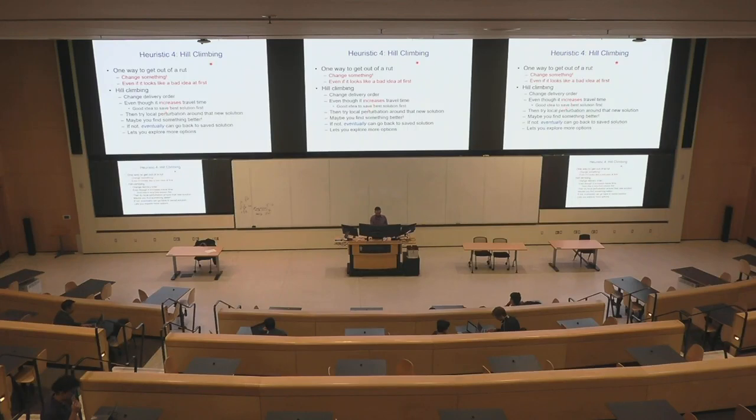Okay. So this is the fourth heuristic we talk about. Again, it's called hill climbing. And it gets us out of a rut or a local minima by changing something even if it looks like a bad idea. So hill climbing, we can apply it to our solution by changing the delivery order. Even if it increases the travel time, try to take it. Again, good idea to save the best solution that you found so far. Then we try local perturbation around that new solution, any of the perturbation operations that we've implemented.